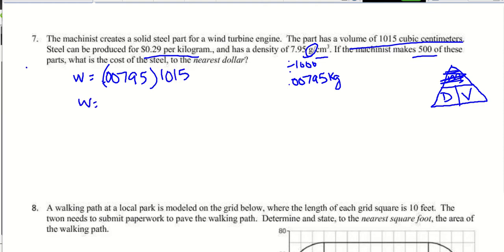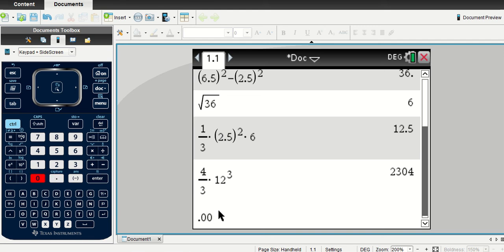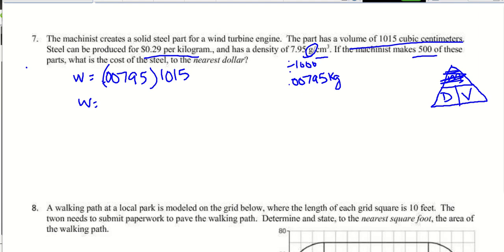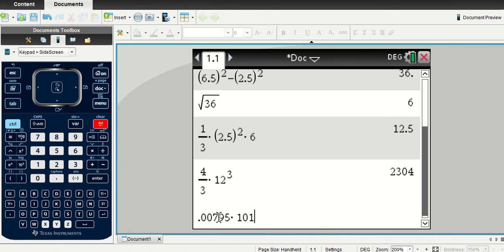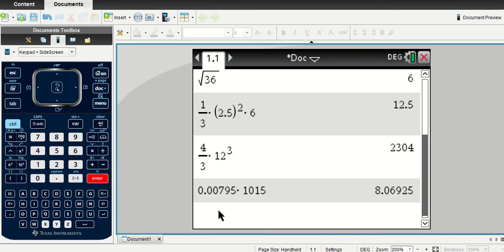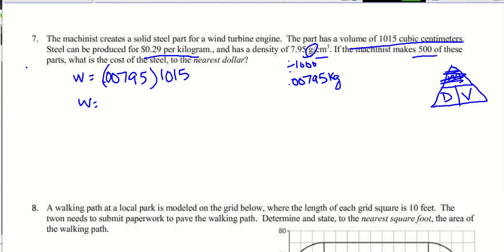All right, so 0.00795 times 1,015 gives me 8.06925, and that's in kilograms. We're not rounding yet, guys, right? Not rounding until the end.